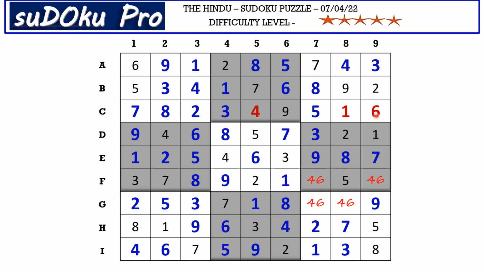So now this 6 will help us to crack all the matching pairs or complementary pairs here. So F9 becomes 4, F7 is 6, G7 is 4, and G8 is now 6, and the puzzle is solved.